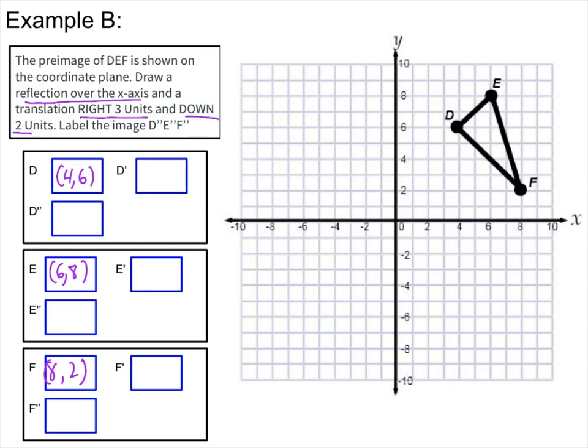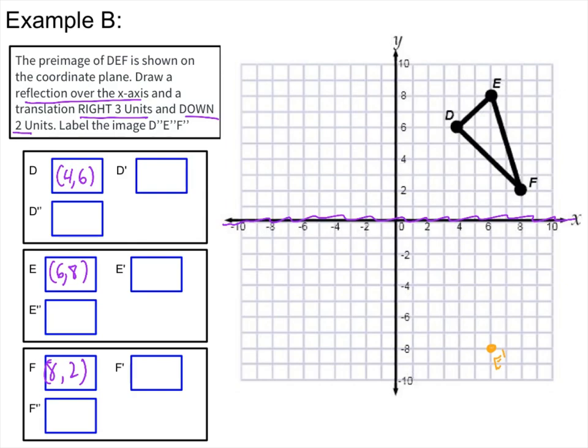So this time we're going to be going over our x-axis, so we make sure that we've got a line drawn there so we know which way we're going. So E appears to be up 8, so I'm going to go down to negative 8 for E prime. Okay, again, the reflection is written first, so that's the thing that we're going to be doing first. If we had had the translation first, that's the first thing we do. So whatever you see first is the first transformation. Whatever you see second is the second transformation.